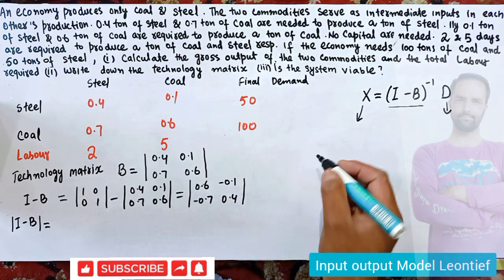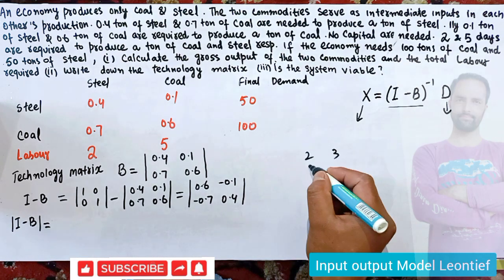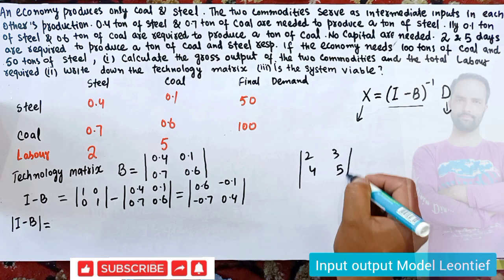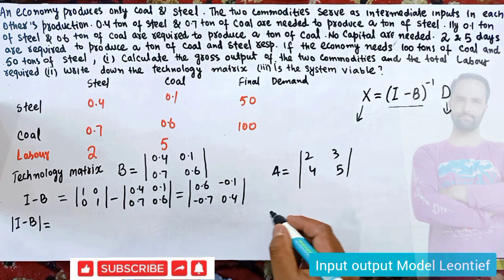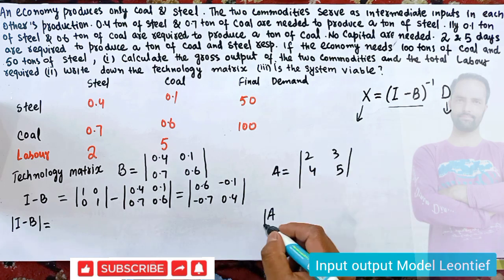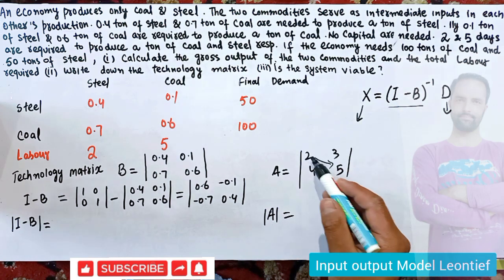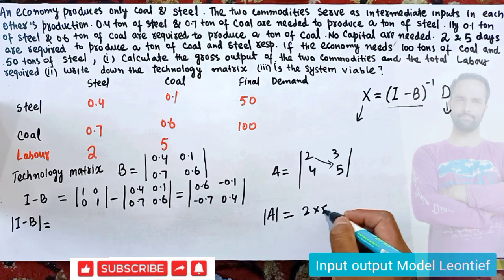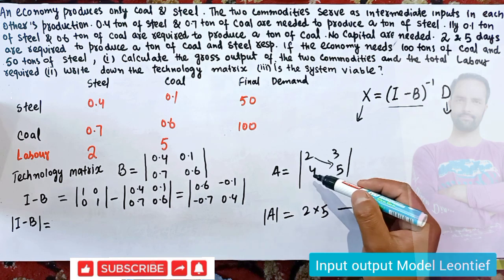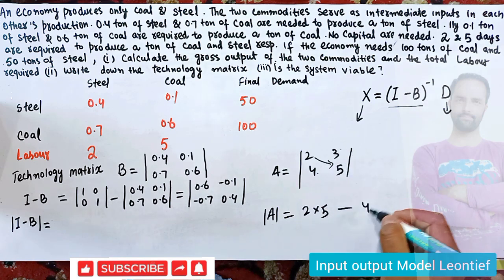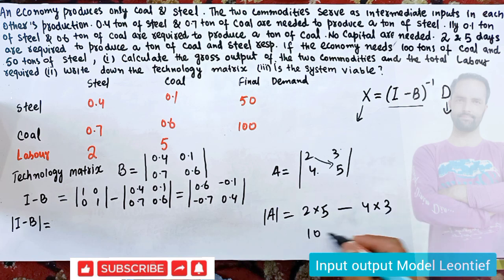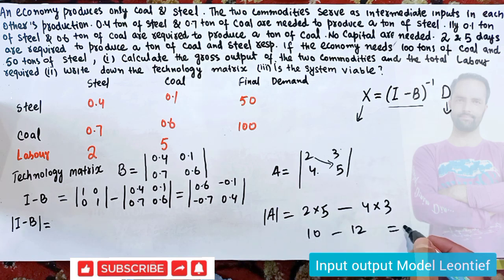Now how do we find the determinant? If we have, let us say, 2 3 4 5, this is our matrix. Now how do we calculate the determinant of A? We just multiply the principal diagonal elements, that means 2 into 5, and then we subtract the product of the other two elements, that is 4 into 3. So 2 fives are 10, 4 threes are 12. Here the determinant is minus 2. Same rule I will apply here.